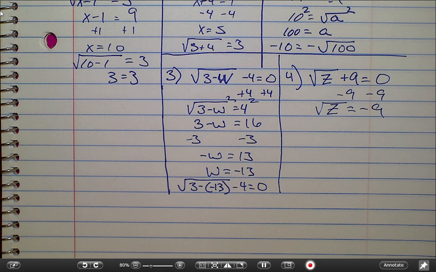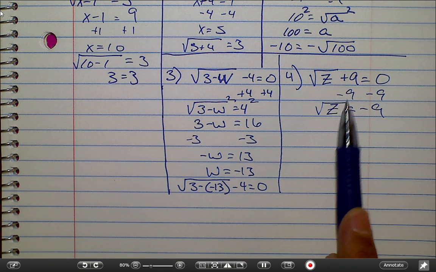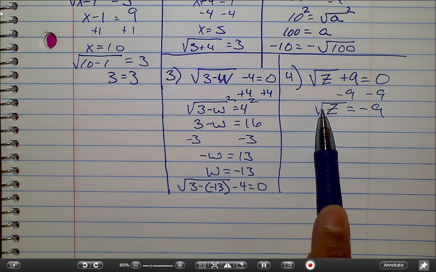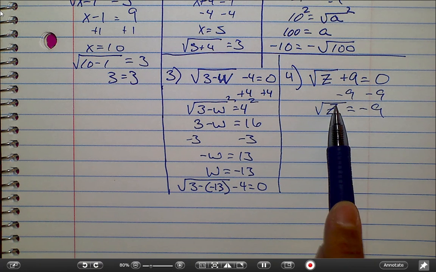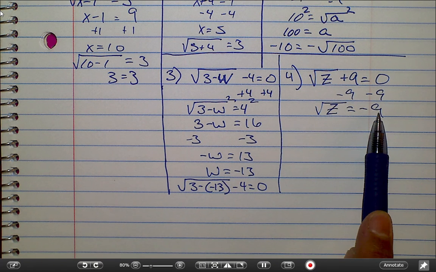Square both sides? There's no solution. Why is there no solution? Because when you plug it back in, it's not going to come out to a negative. You're right, it's not. Because this is never going to give me a negative, right? I can't get a negative from here. So this will never equal a negative, so this one is going to be no solution or does not exist.